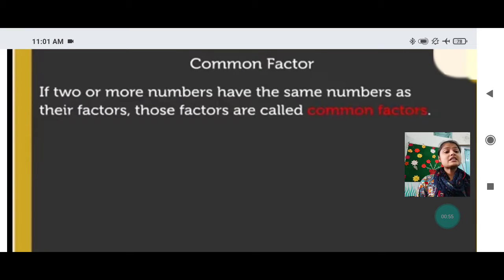First of all, what is a common factor? We have done this in multiples and factors. If two or more numbers have the same number as their factor, those factors are called common factors.